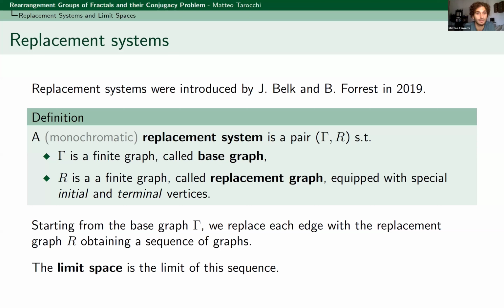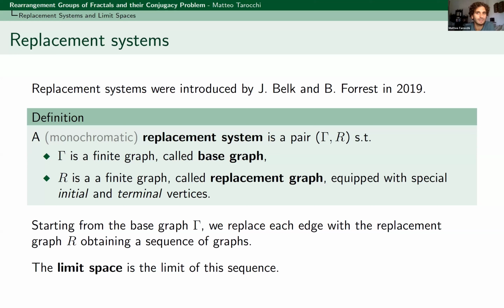A replacement system, then, is simply a pair of finite graphs. The first one is called the base graph, and the second one is called the replacement graph. The second one is equipped with an initial vertex and a terminal vertex. These simply need to be distinct vertices of the graph. So these terms already give you an idea of what you should do with these graphs.